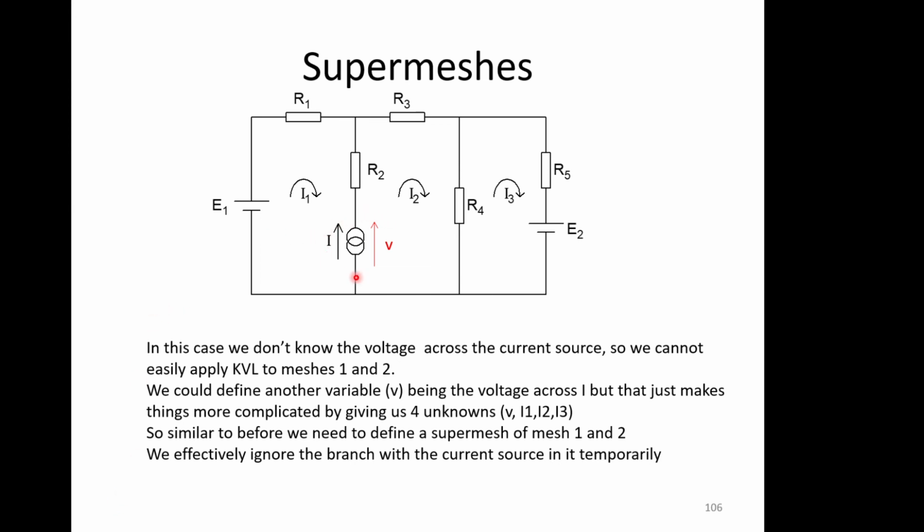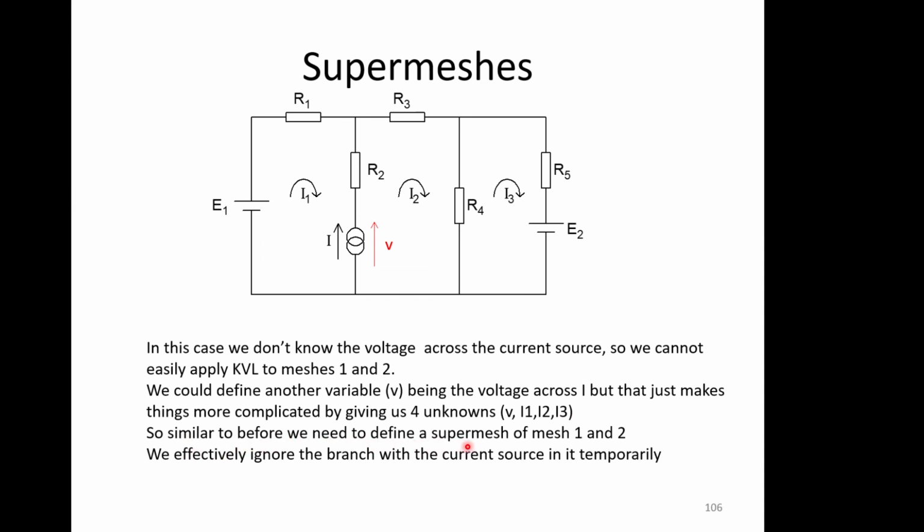Here we've got a current source. We don't know the voltage across the current source because it's a current source and they have undefined voltages across them. So we cannot easily apply KVL to meshes 1 and 2 because of this unknown quantity in here. So likewise, as we did before, we could define another variable V, being the voltage across I, but that just gives us another equation we have to solve for. Not impossible, but maybe we can think of another way.